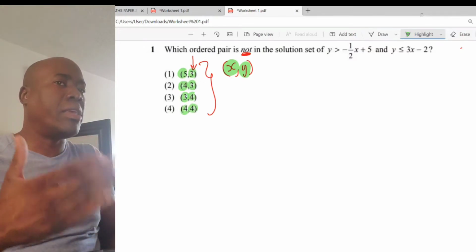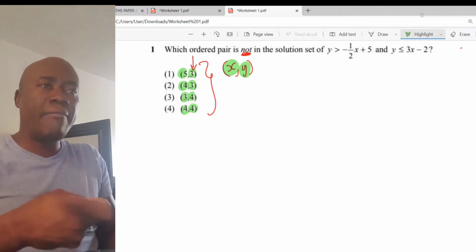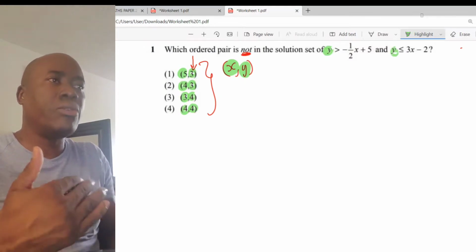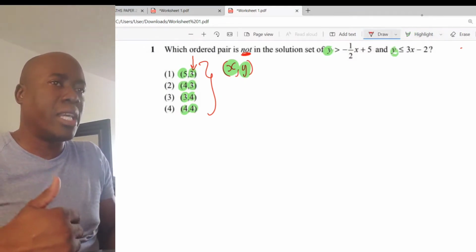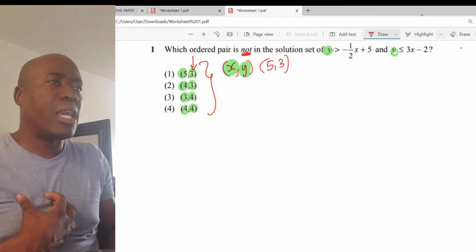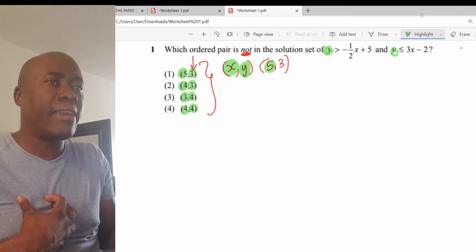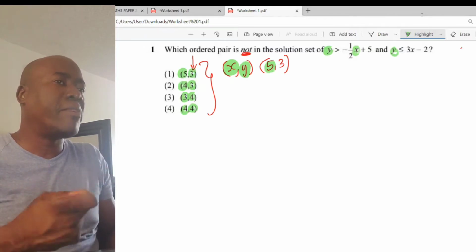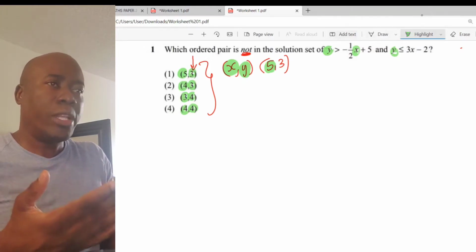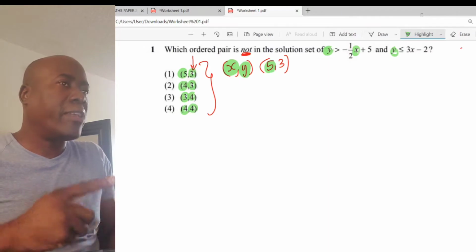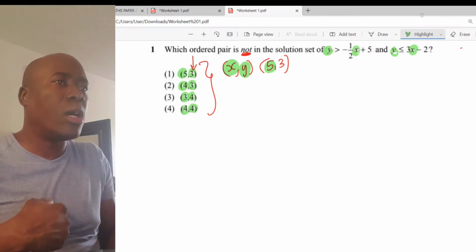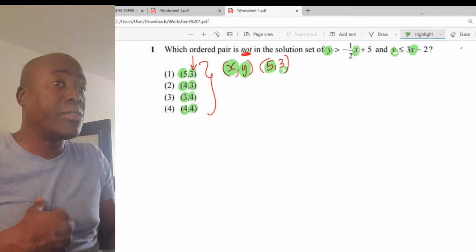So I'm going to test all the x's and see if the respective y value matches the inequalities, because y should be greater than here and y is less than or equal to there. The first ordered pair we're going to test is 5 and 3. I'll plug in 5 where x is, and see if y, which is 3, is greater than the value I get. On the other side, I'll plug in and see if 3 is less than or equal to the value I get.